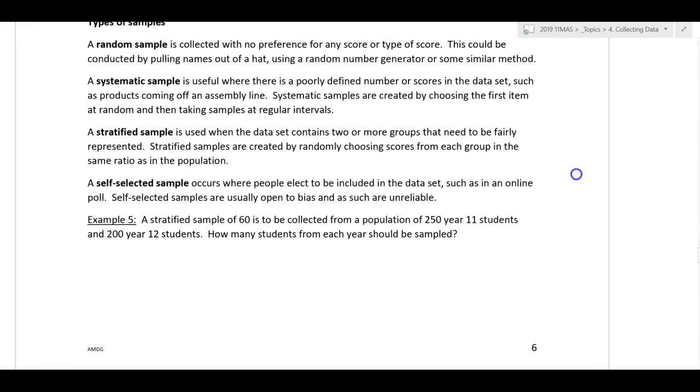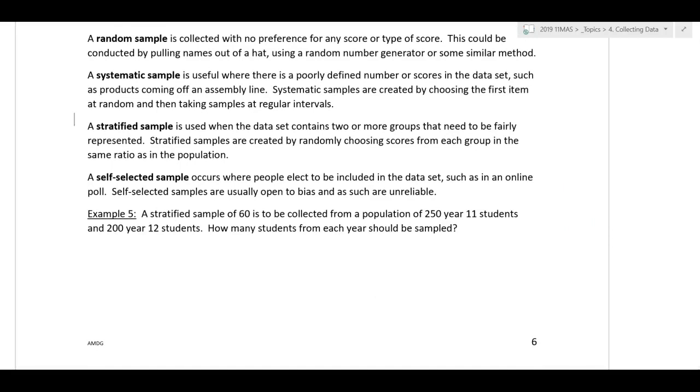Now, we want to wrap this up fairly quickly, but here's another example. I want a sample of 60 students from 250 Year 11s and 200 Year 12s. Wow, this is a lot like the example I went through. We'll write it up nonetheless. How many students from each year should be sampled? Well, altogether I have 250 plus 200 equals 450. Therefore, for Year 11, I want this fraction. I want 250 out of 400. I want that fraction of my 60 to be Year 11s.